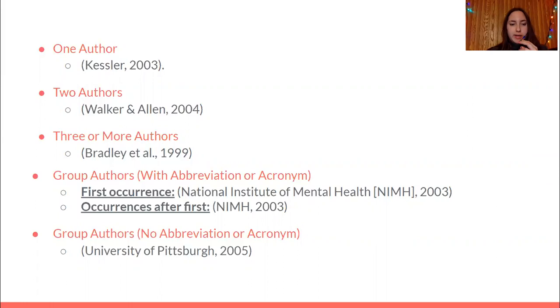Okay, group authors is a little bit different. The first time you are citing a group author, you list the name of the group, and then if the group has an abbreviation, list that in brackets directly following the group's name and then comma, the year it was published. But that's only the first time you cite it. Any time you cite it after the first time, you can switch to just using that abbreviation, just like in this example here. If the group author doesn't have an abbreviation or acronym, just keep repeating that name, which again gets to be a bit tedious, but it's what you've got to do. It'd be like that sometimes.